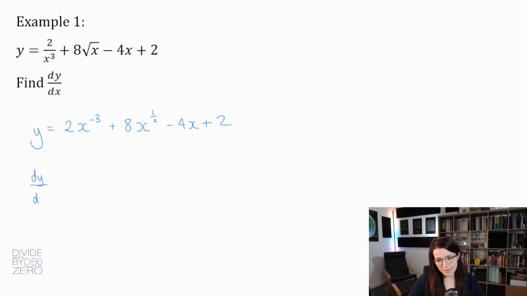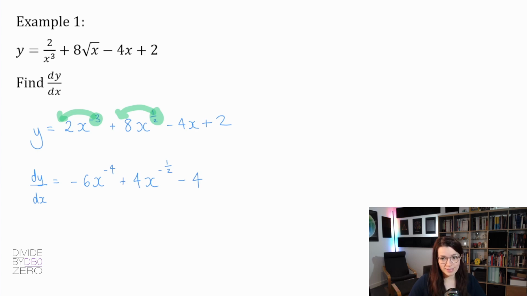So dy dx is going to be minus 6x to the power of minus 4. And that's coming from bringing that negative 3 down to the front, multiplying by 2, and then reducing the power by 1, plus 4x to the power of minus a half, doing the same thing there. So bringing the half down to the front, multiplying it by 8 to get 4, and then reducing the power by 1. And then for minus 4x, this actually just becomes minus 4.